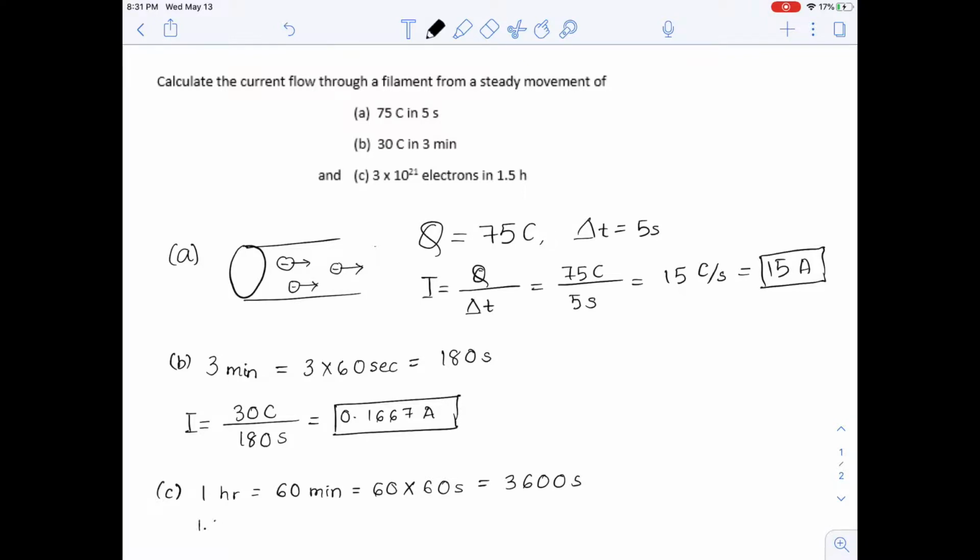Therefore, 1.5 hours is 1.5 times 3,600 seconds, which is 5,400. This is our time.